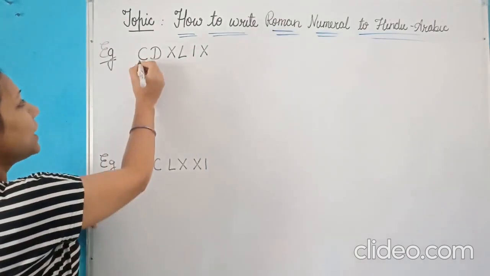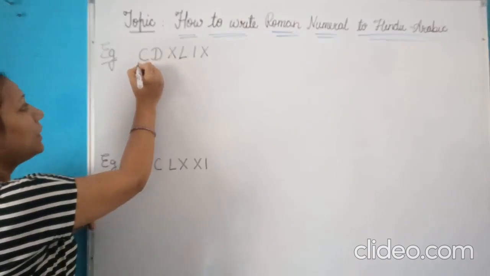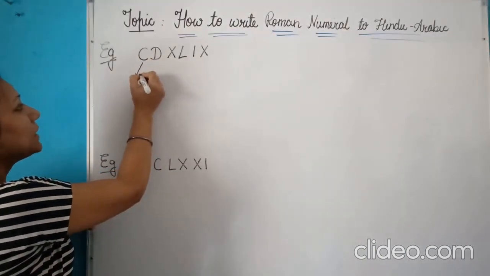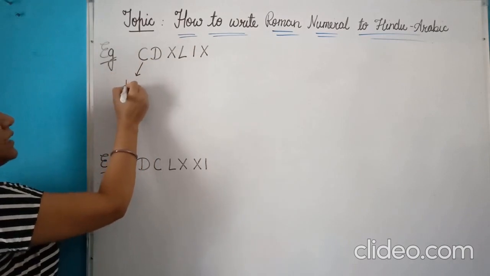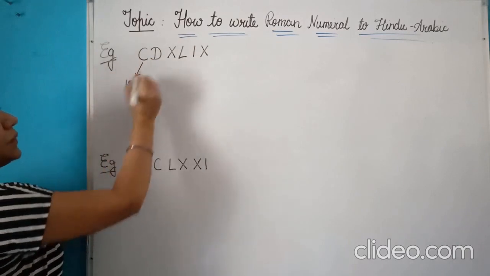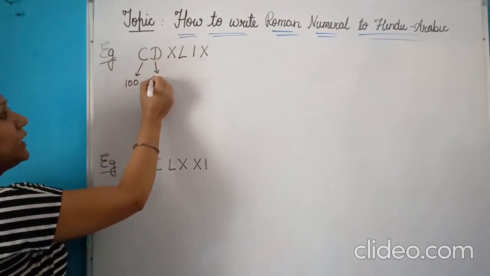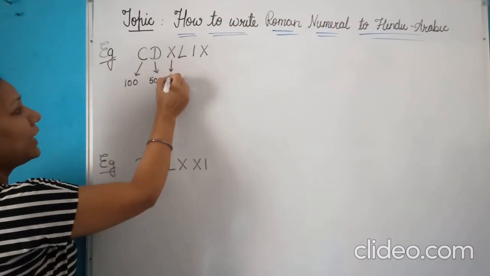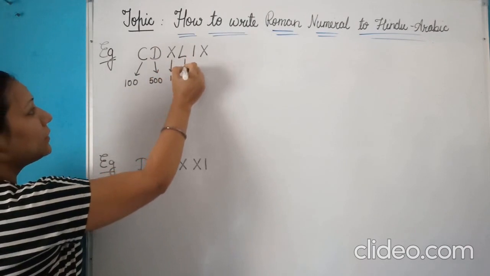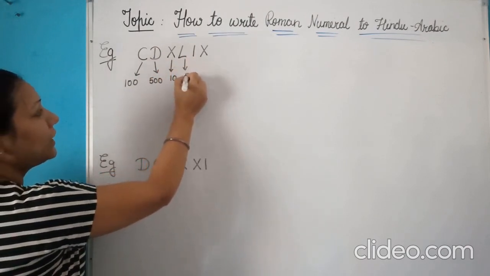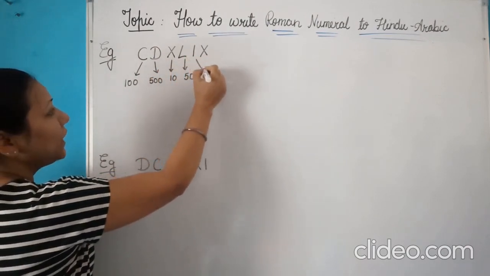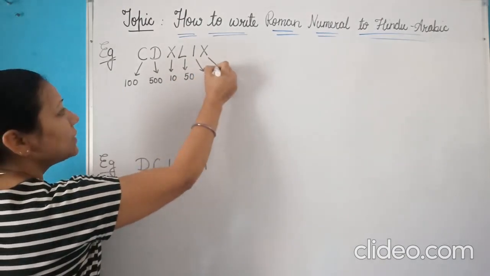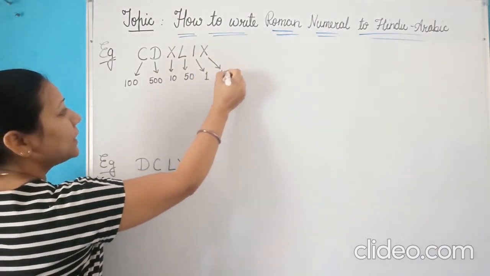So before starting, let me make a pair here. Let's write the values for different symbols. What is the value for C? The value of C is 100. The value of D is 500. Similarly, the value of X is 10. The value of L is 50. The value of I is 1. And the value of X is 10.